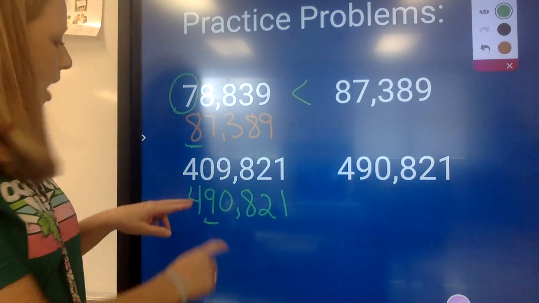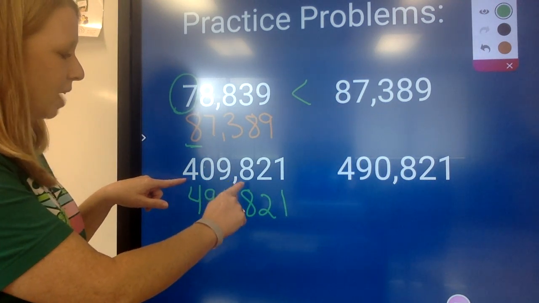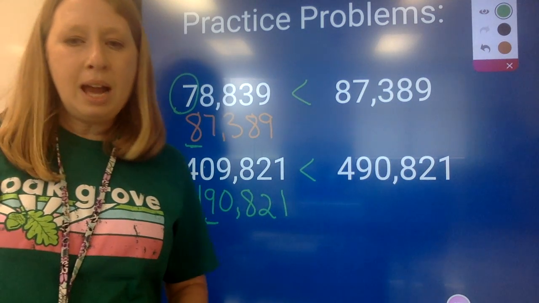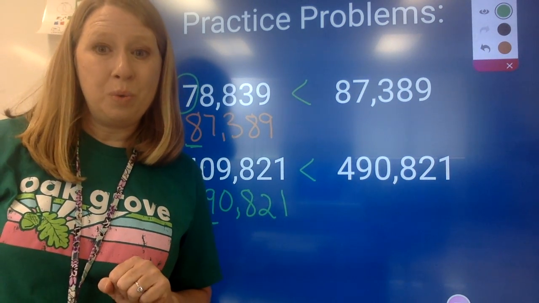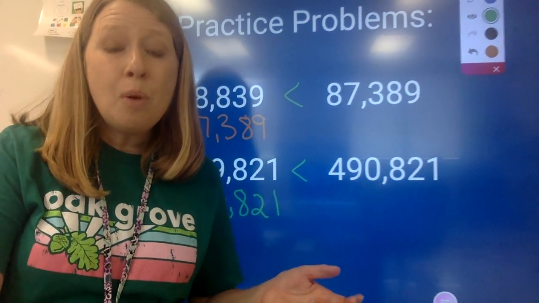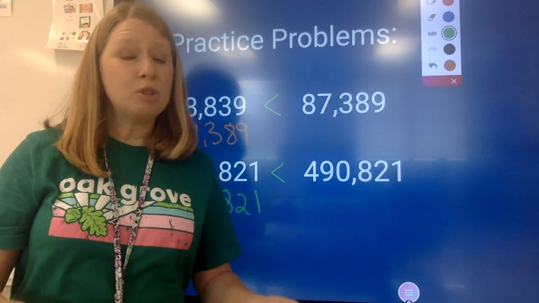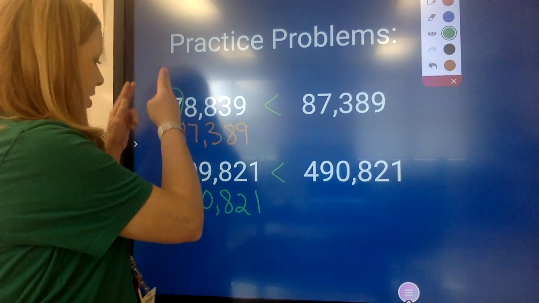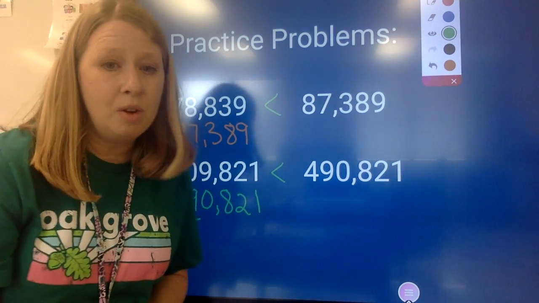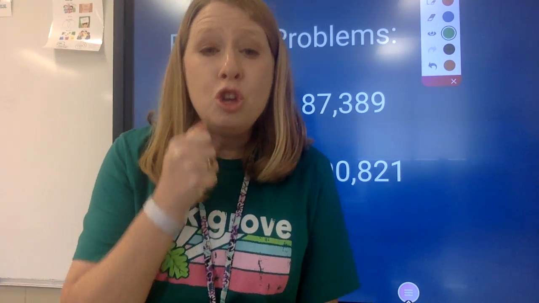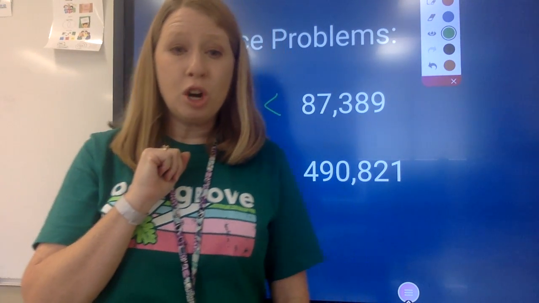So therefore, I now know that 409,821 is less than 490,821. This is how we compare numbers. Anytime you're comparing two numbers or even three numbers, stack them up. Look at each place value. Get those detective skills out, those spy glasses, and you can figure out which number is larger and which number is smaller.